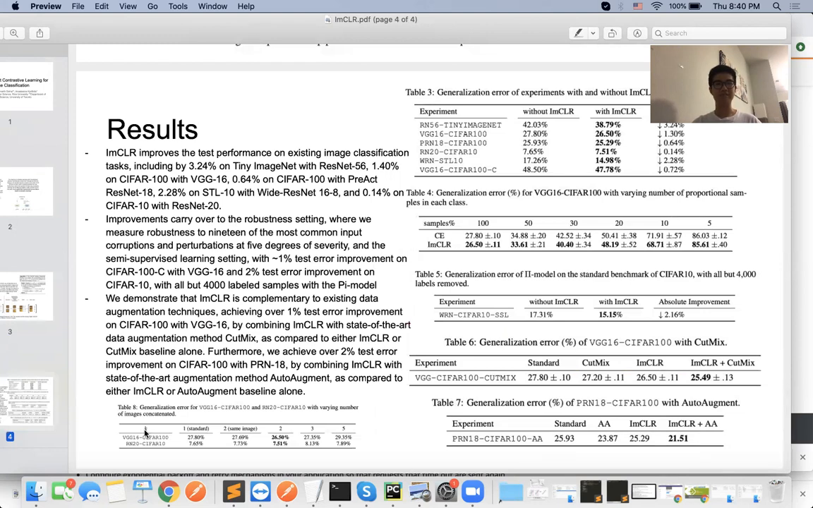Our results are as follows. We get a good improvement in image classification, actually fairly significant in some areas. We also get improvements in terms of robustness against common perturbations and augmentations. We also get improvements in the case of reduced samples. We also get improvements in the semi-supervised learning setting. And lastly, we show that we're actually complementary to existing image augmentations by combining ImCLR with CutMix or AutoAugment, which are state-of-the-art image augmentation methods, and we get generally improved performance.